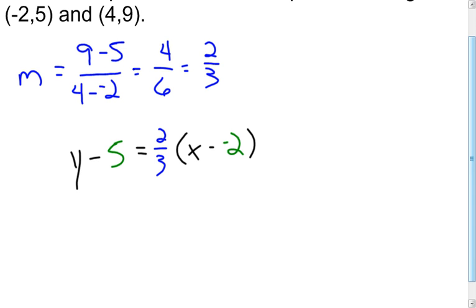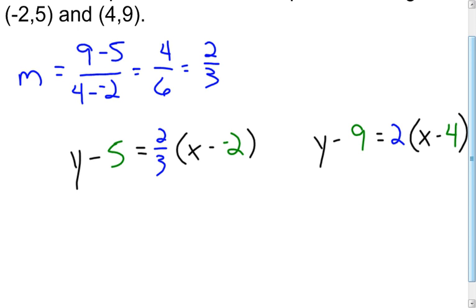Now, like I said, it doesn't matter which one you use. So if I use the other one, it's going to look like this. Looks different because we have different numbers in it, but if you were to graph this line, it's still going to be the same line, not any different.